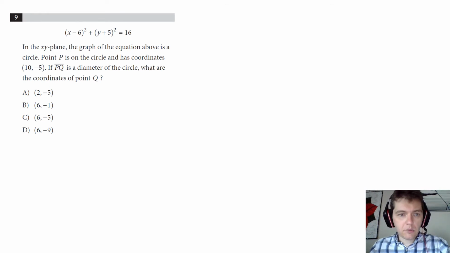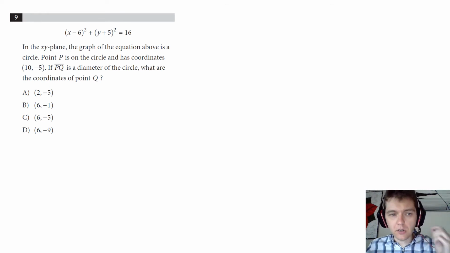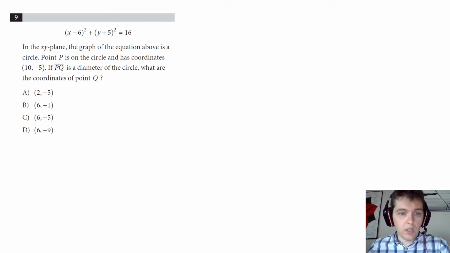Problem 9: in the xy plane, the graph of the equation above is a circle. Point P is on the circle and has coordinates 10, negative 5. If PQ is the diameter of the circle, what are the coordinates of point Q? And looking at the equation they give you, this is the standard equation for a circle, and it's one of those things that you have to just know coming into the SAT. It's one of the ones to memorize.